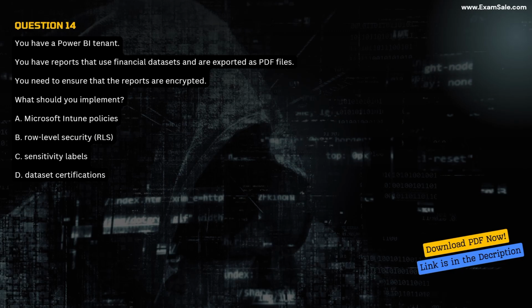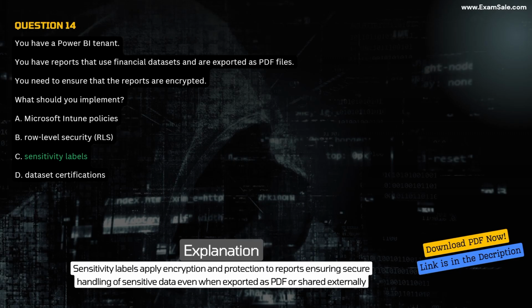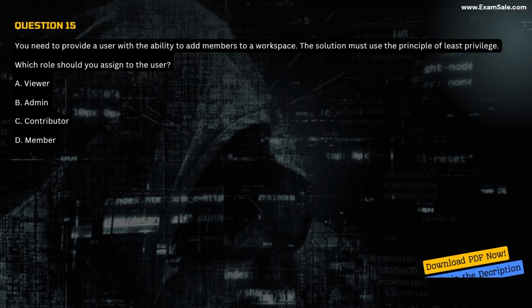Correct answer C. Sensitivity labels. Explanation. Sensitivity labels apply encryption and protection to reports, ensuring secure handling of sensitive data even when exported as PDF or shared externally.